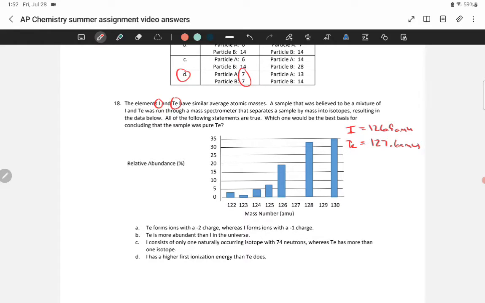A sample that is believed to be a mixture of I and Te run through a mass spectrometer. By the way, that's the machine that is able to identify percentages of different isotopes. And we have this data below. Which one would be the best basis for concluding that the sample was pure Te?